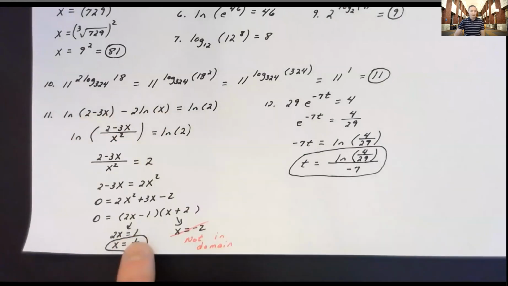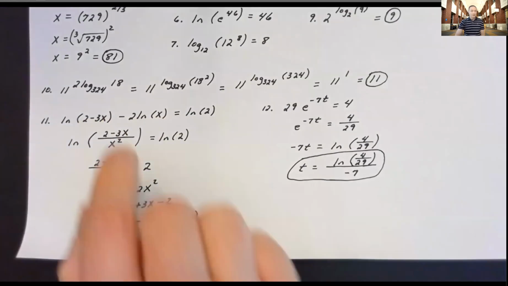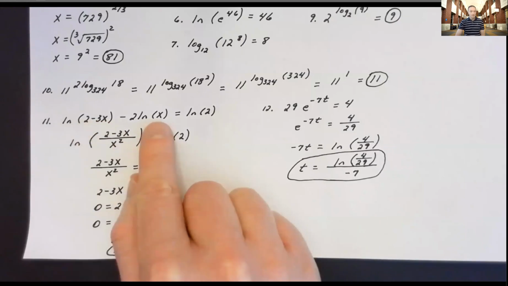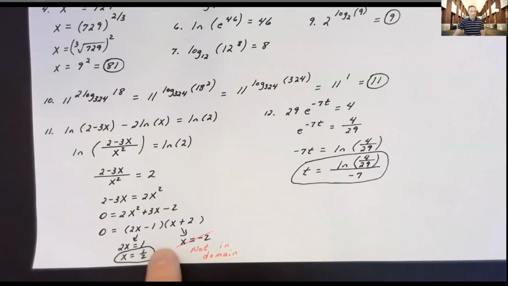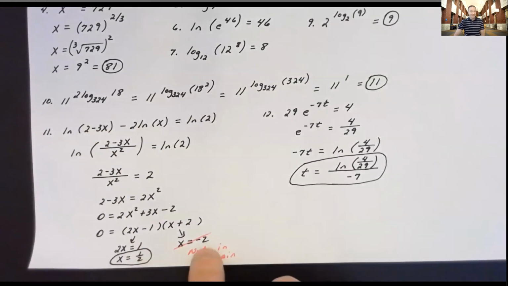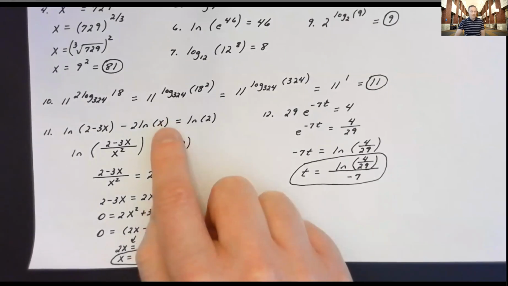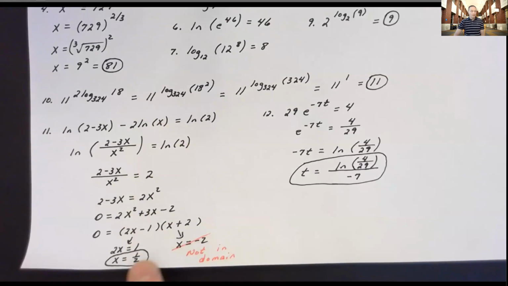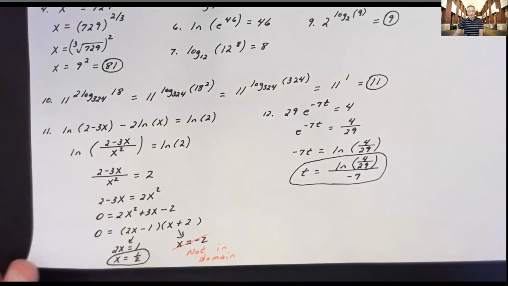So when I'm thinking, can 1/2 be an answer? I would get 2 minus 3 times 1/2, that's 2 minus 1.5, still positive. This one would be positive, so I can say that's okay. What about the negative 2? Absolutely not. It causes this logarithm to have a negative number on the inside, which is undefined, so I had to restrict that and say it's not in the domain of the problem. The one and only solution to this problem was x is equal to 1/2.